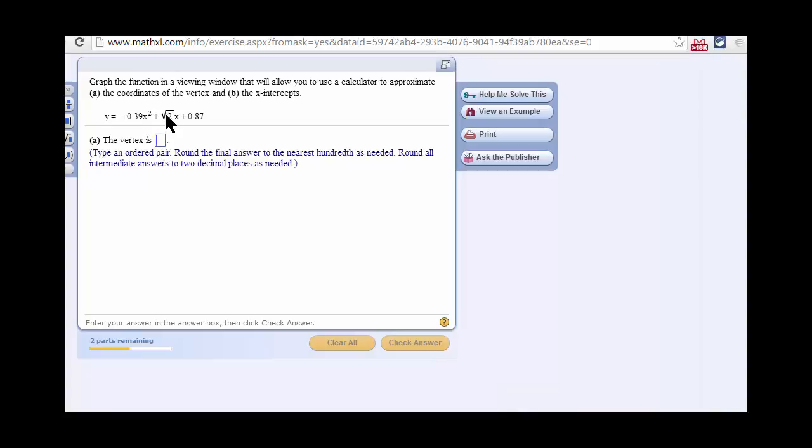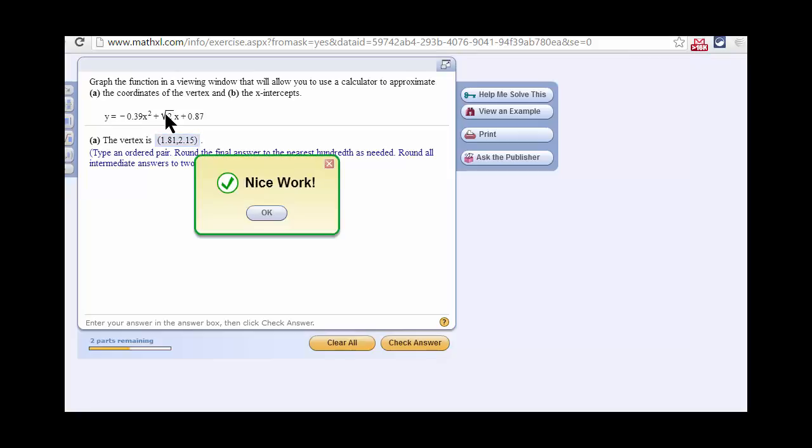So here we go. The vertex is a point. I'm going to put it in parentheses. 1.81, comma, 2.15. Close parens. Check answer. It's okay.